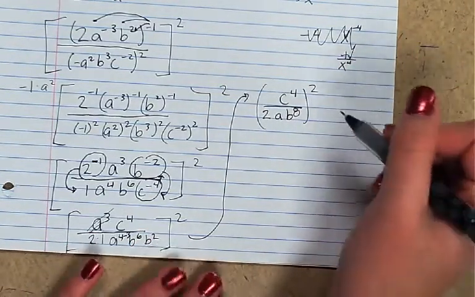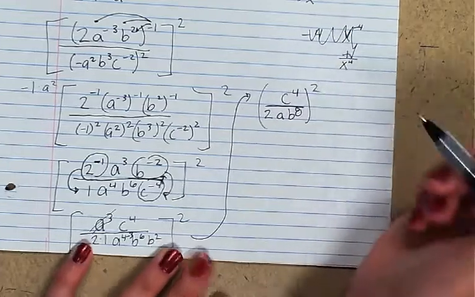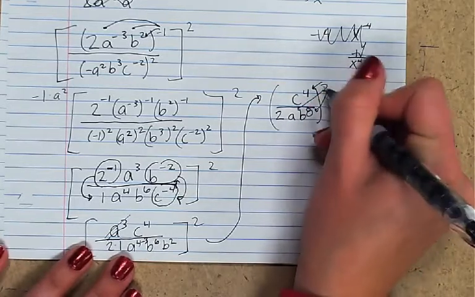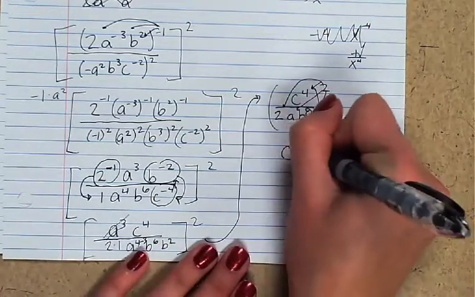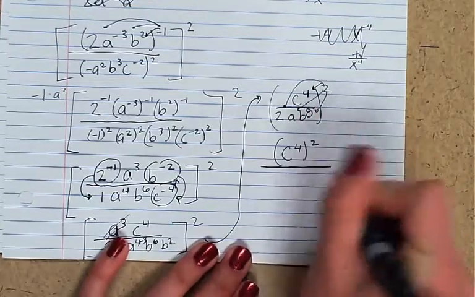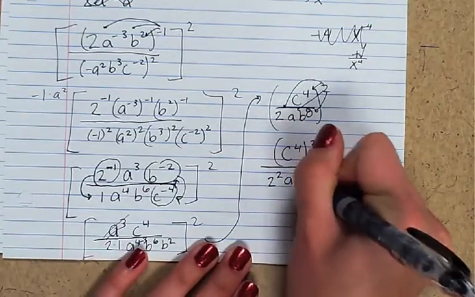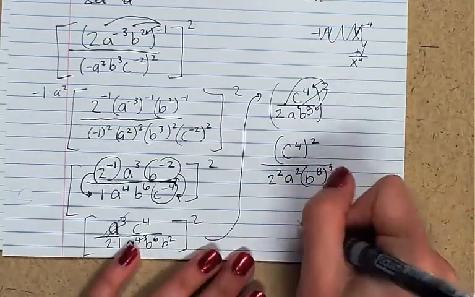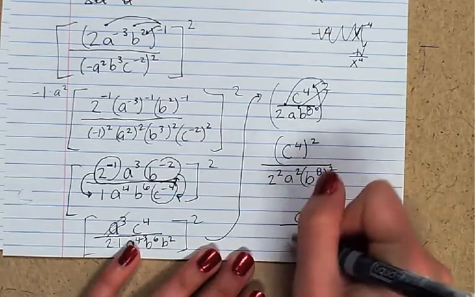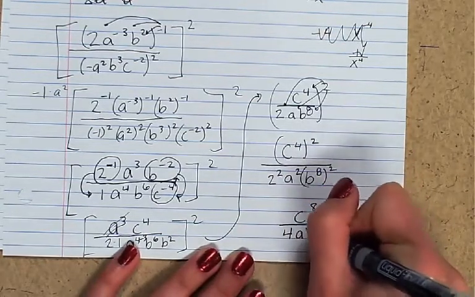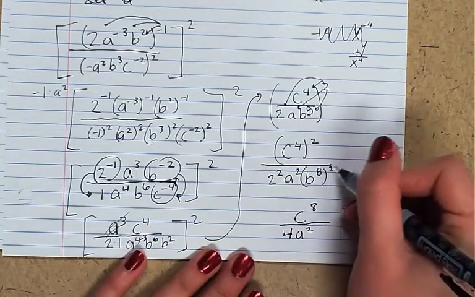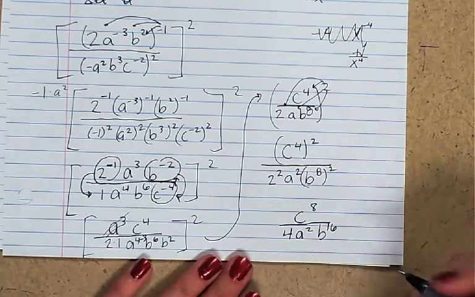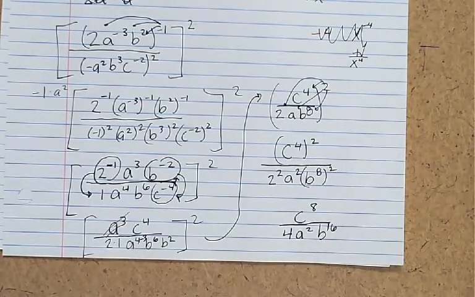So I'm going to distribute the squared to every single thing inside the parentheses. I'm going to distribute to the c, the b, the a, and the 2. So c to the 4th squared over 2 squared, a squared, b to the 8th squared. Exponent on an exponent, you multiply. 2 squared is 4, a squared, b to the 8th power squared. Exponent on an exponent, we multiply. So c to the 8th power over 4a squared, b to the 16th power.